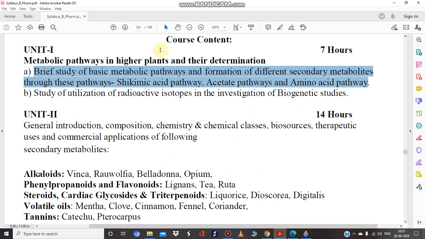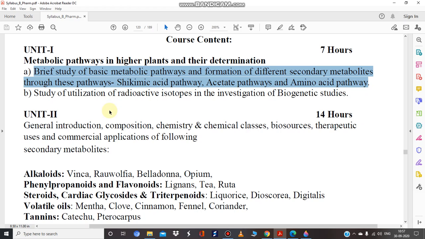Now look at this syllabus. In our syllabus, there are some pathways, meaning how these metabolites, primary as well as secondary, are biosynthesized in the plant. In simple terms, how these are produced in the plant. Yes, they are produced by involving some pathways.